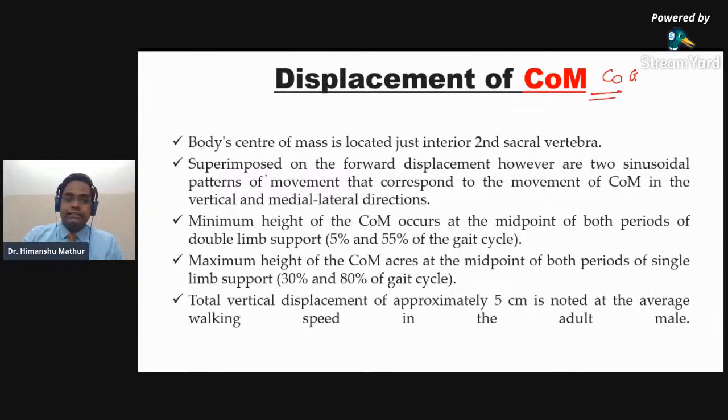Now, the first thing that is suggested is that superimposed on the forward displacement, however, are two sinusoidal patterns of movement that correspond to the movement of the center of mass in the vertical and medial-lateral direction. That is what I told you.